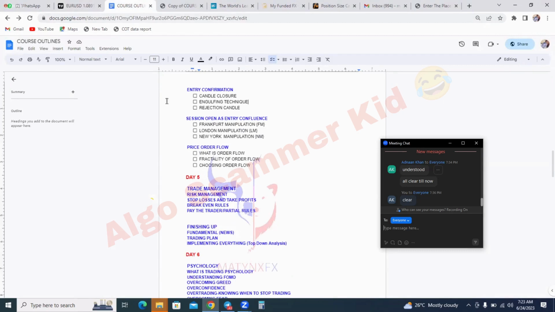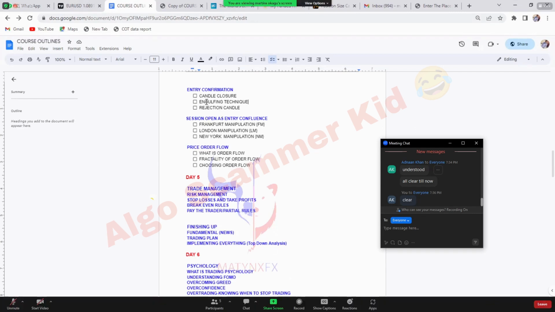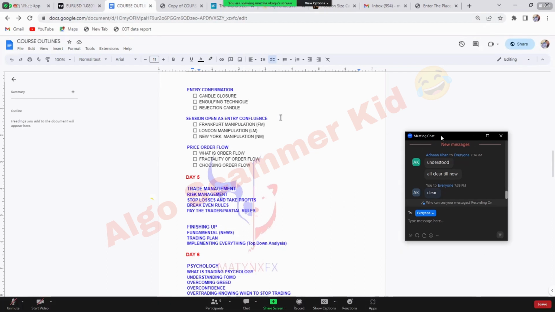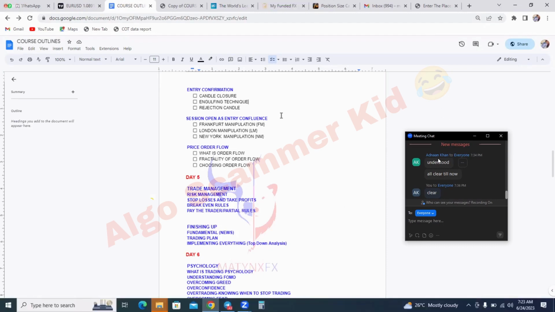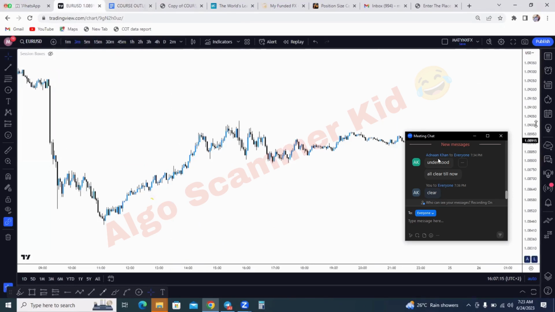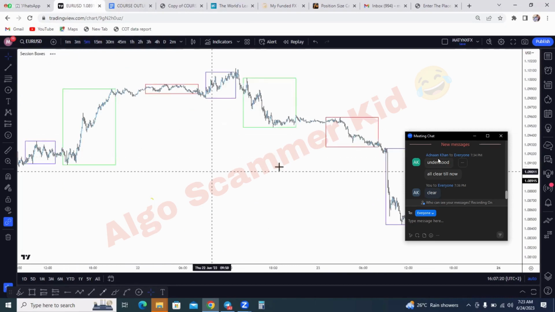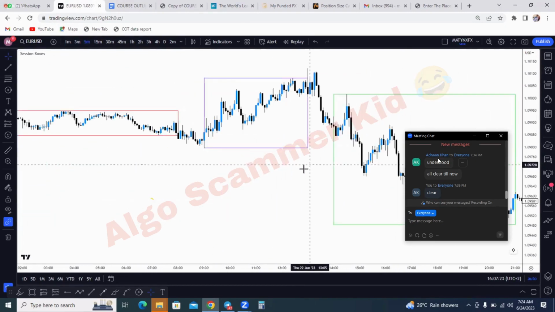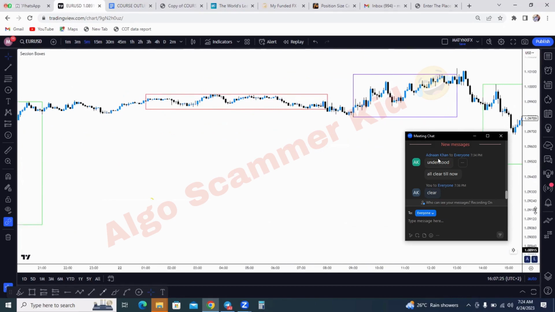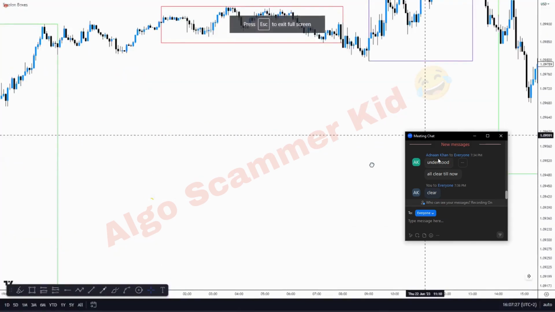So we already have candle closure. We talked about it. You all say you're clear. And then we have session open as entry confluence. We talked about it from the onset, when we were talking about session highs and session lows as liquidity pools. So by session open as entry confluence, we just mean something like this. When you want to enter, you can wait for a session to begin. It can serve as a confluence.